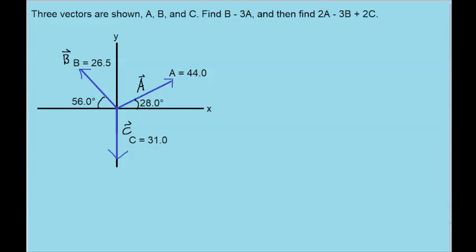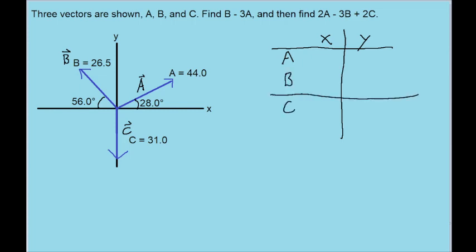In this problem, we have three vectors shown in this diagram pointing in different directions, and we want to find the results of two vector sums. Now the process for adding vectors is pretty simple, but also kind of repetitive. The common method is to break down all the vectors into their x and y components, and then add them up individually that way.